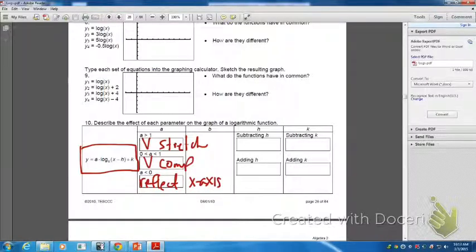Okay. Our H. If we are subtracting the H, we're moving which direction? To the right. If we're adding H, we're moving to the left. And our K, if we're subtracting the K, we're moving down. If we're adding the K, we're moving up. Okay. And let's go back to that H. What did I just tell you? It determines what? Determines the new asymptote.